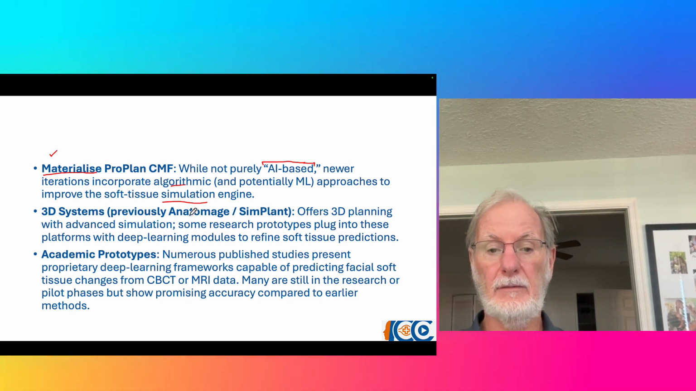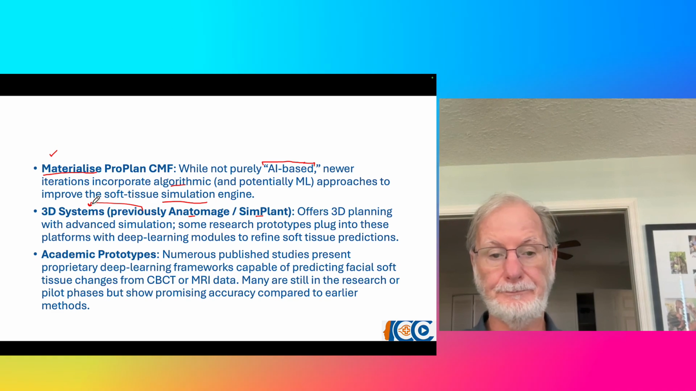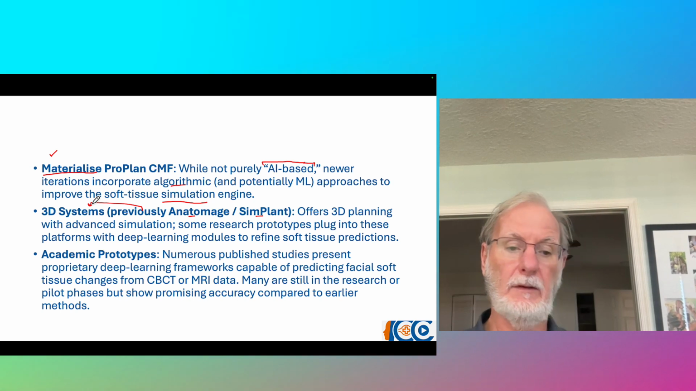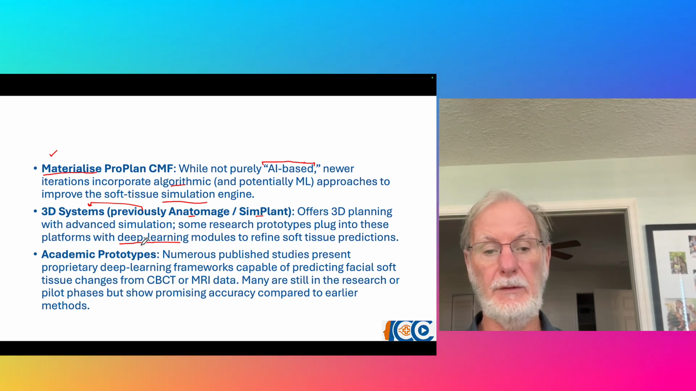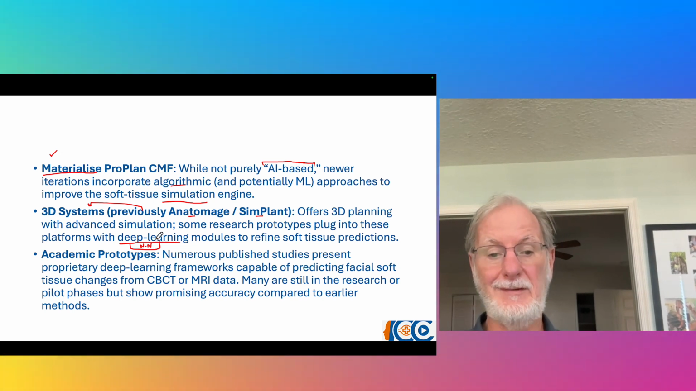Anatomage and Simplant were together. I was not aware of that, and I think from what I understand now, 3D Systems has kind of bought into these two companies. Again, I don't know if there are massive deep learning modules, but according to their website, they have deep learning. Remember, deep learning means neural network. This is different. So there is supervised, unsupervised, and deep learning.